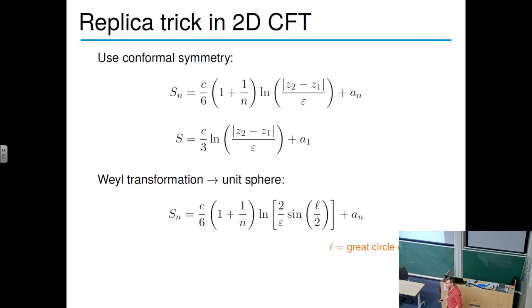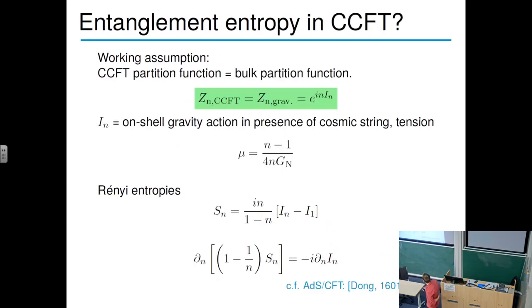Another powerful feature of this method is that you can use further conformal transformations to other geometries to compute various other entangling regions, not just for an interval in a plane. And relevant for celestial CFT, you can perform a Weyl transformation to a unit sphere, and you find that the Rényi entropy for an interval on a sphere looks like this, where L is the great circle distance between the endpoints of the interval. Okay.